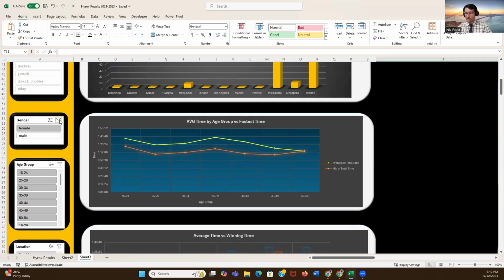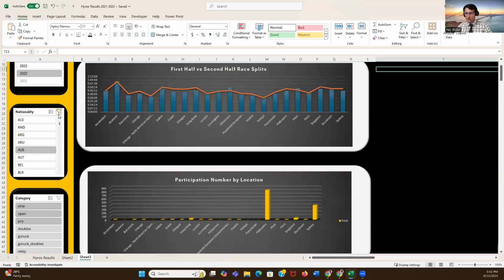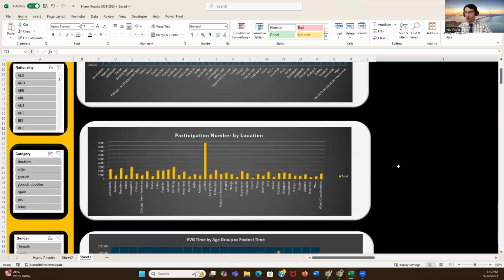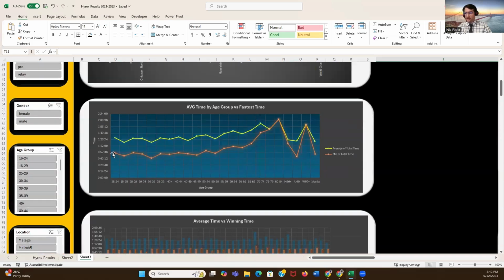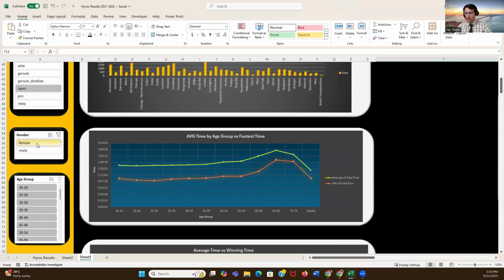Okay, cool. So now what I'm going to do is clear everything out here. There's just so many different questions you can answer here. So if we're looking at the global stage in 2023, and we're looking at open females, now we're looking at on a global scale, what is the difference between the winning time and the average time in open female Hyrox from the year 2023.